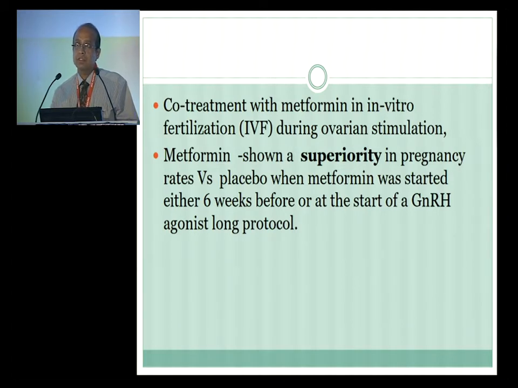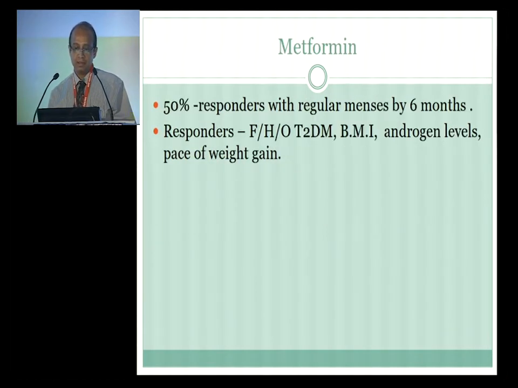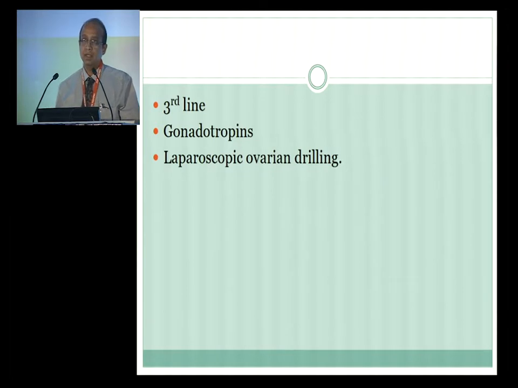One of the main indications where you use it is in IVF to prevent ovarian hyperstimulation syndrome. And if somebody has IGT, that's another place where you can continue to use metformin. About 50% are responders with regular menses by 6 months. Who are the responders? Those with a family history of type 2 diabetes, a higher BMI, higher androgen levels, or rapid weight gain. So these are probably the responders with metformin. The third line includes gonadotropins and laparoscopic ovarian drilling. I won't deal with this much because we don't practice this.